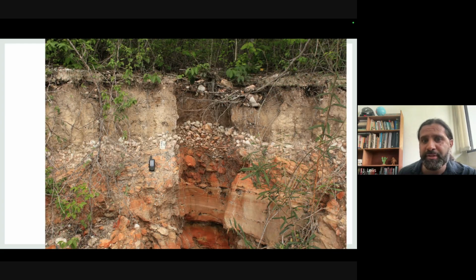This is another option. This is a technosol produced by mining activities. Okay, so all of these materials were moved, transported by humans in constructing this kind of surface. So this is another technosol.